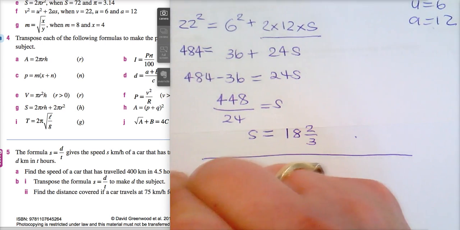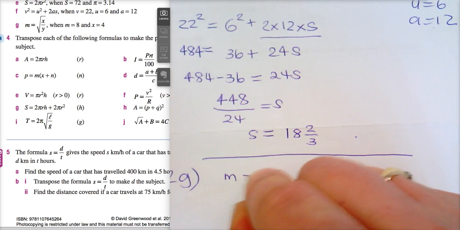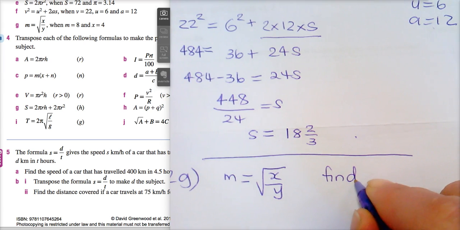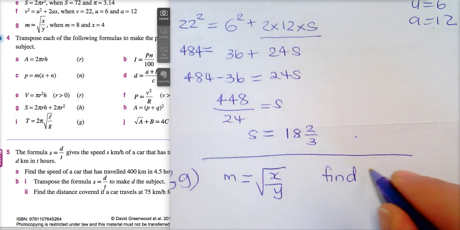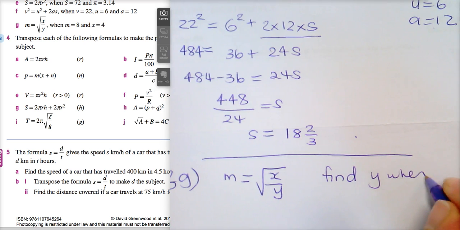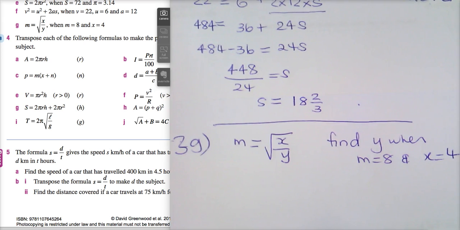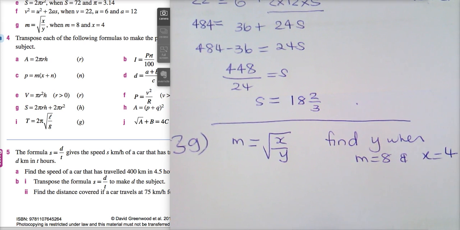The next one I want to do is question 2G. If m equals the square root of x on y, find y when m equals 8 and x is 4. Okay, we're doing that question. Do your substitution: 8 equals the square root of 4 on y.